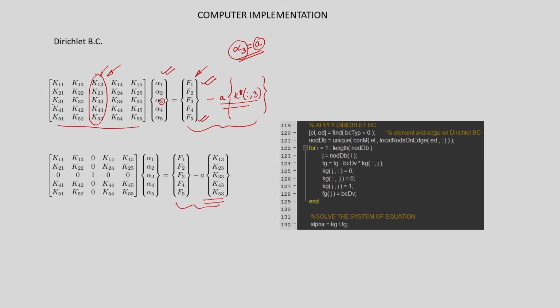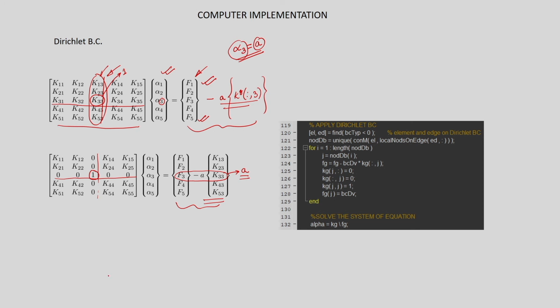Then we will make all the entries in the ith row, or in this case the third row, 0, and the third column 0, and the third diagonal entry will be taken as 1. The modified part has been shown; all the entries are 0 here except this, which we have enforced as 1. Finally, we will make the modified right hand side value of this entry a. As you can see, obviously alpha 3 becomes a. These are the steps we have to do in order to ensure that alpha 3 is a.